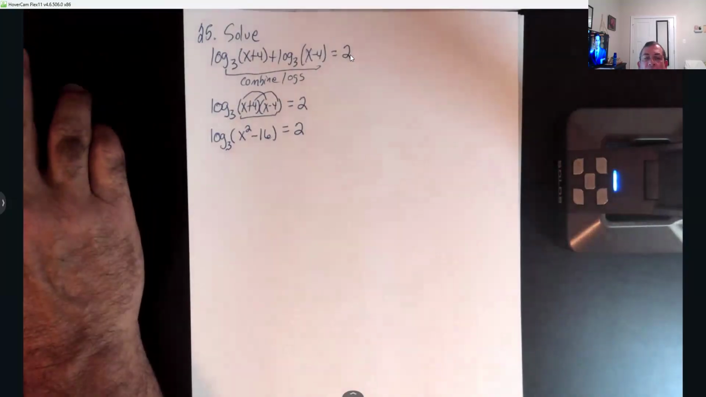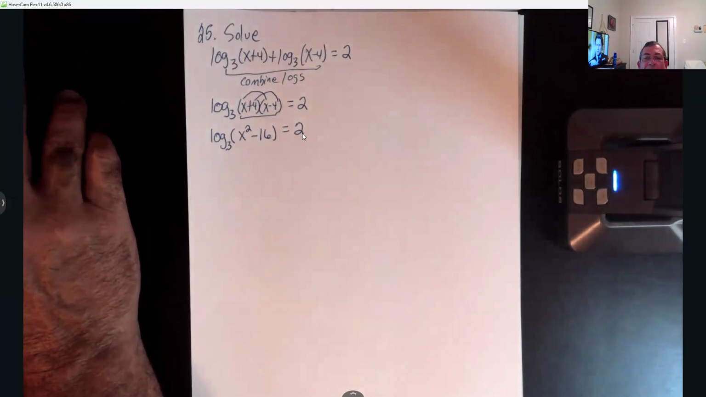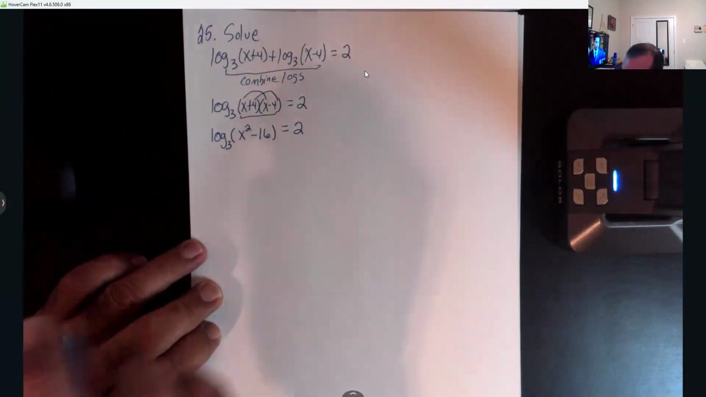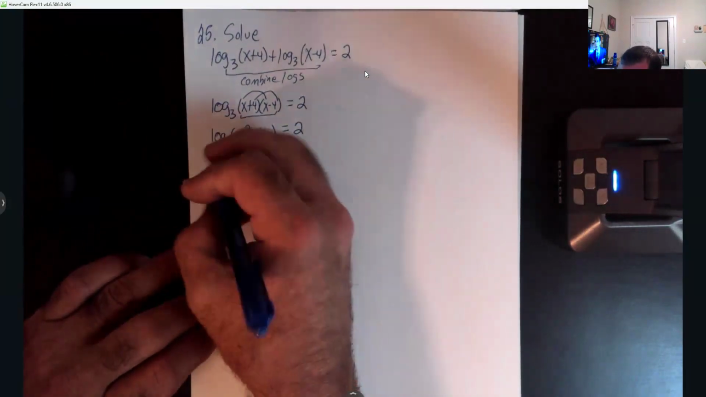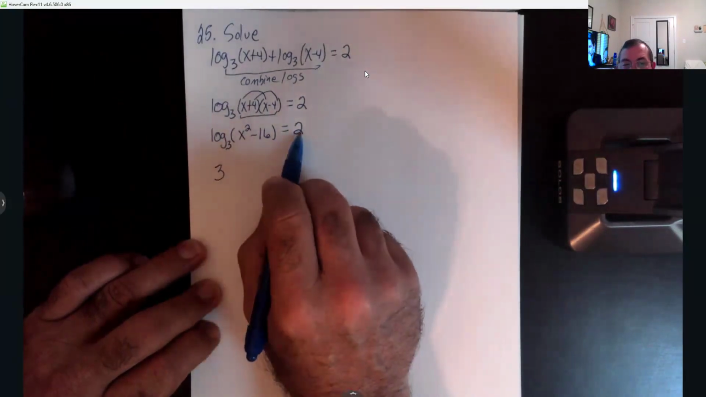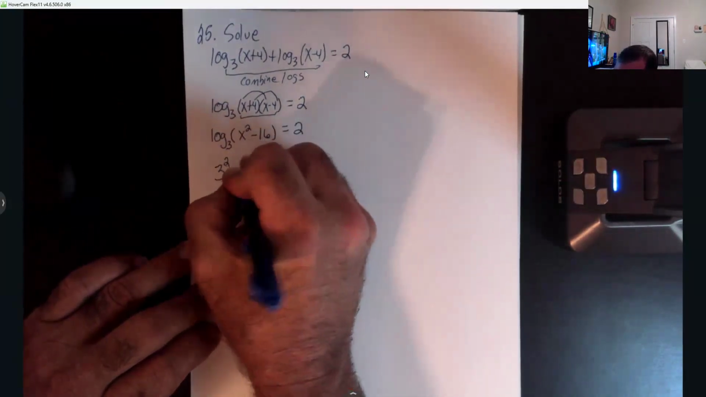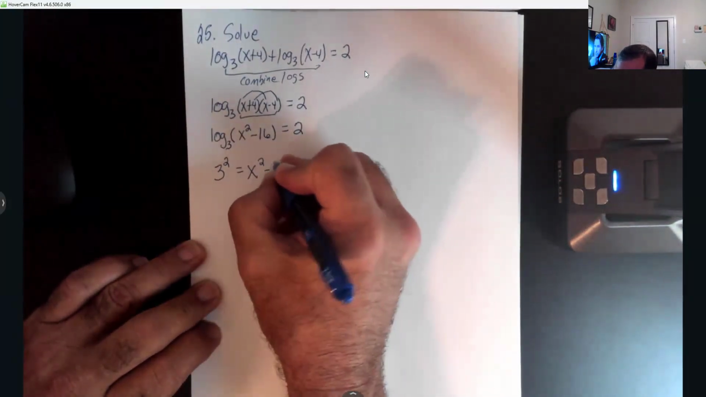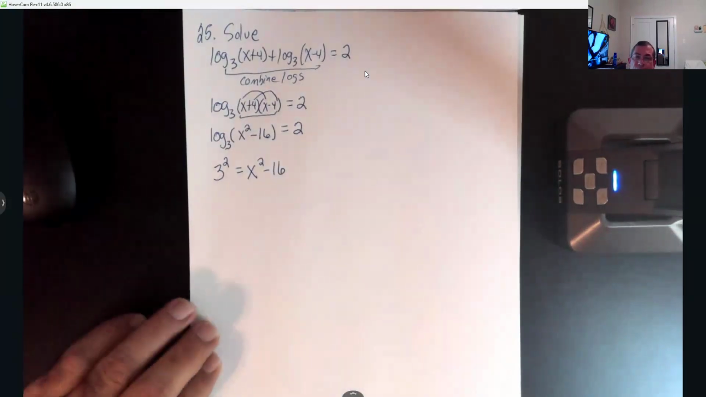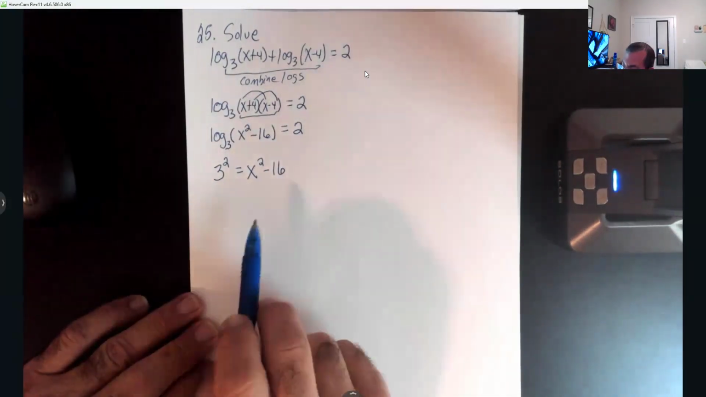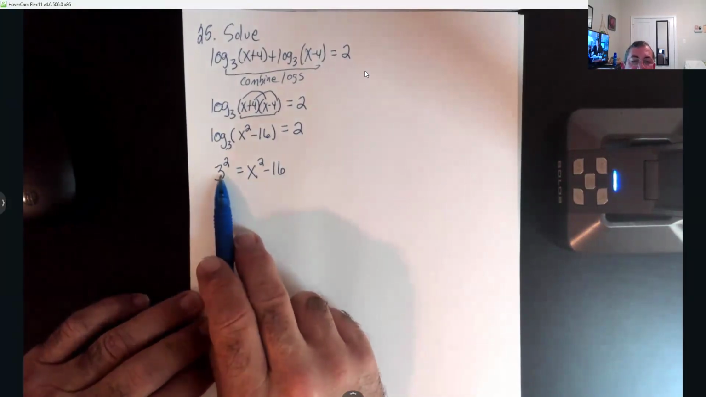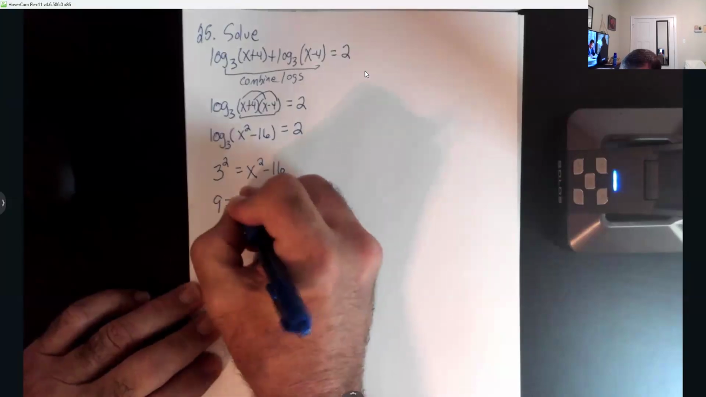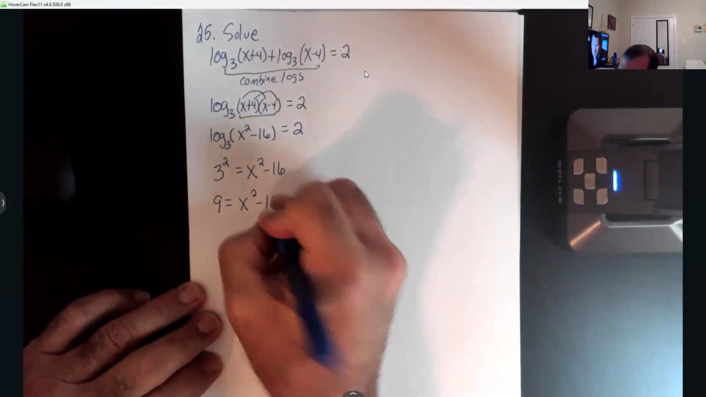So guess what? We're at the point where I got a log on one side equal to a number. We're going to rewrite it as exponential. So the base is the 3, the exponent's the 2, and that's going to equal this result of x squared minus 16. And y'all look at that. First, we know what 3 times 3 is. So 3 squared equals 9. So 9 equals x squared minus 16.